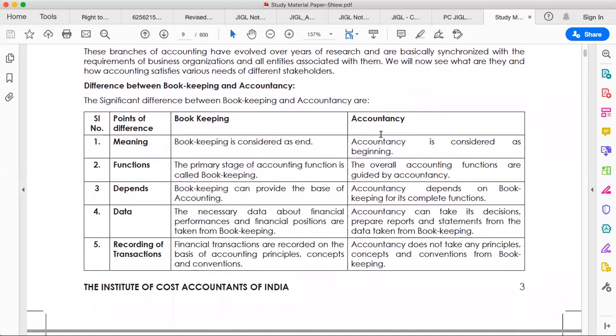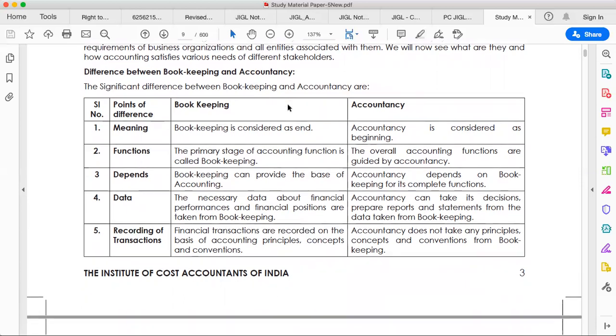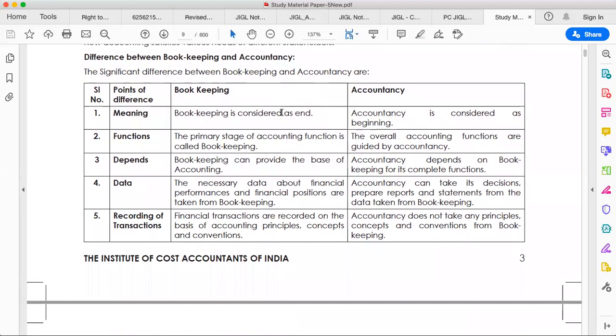Then we'll see the difference between bookkeeping and accountancy. These words are many times used interchangeably, but these are two different things. So what is bookkeeping? Bookkeeping is considered the end of a transaction. Accountancy is considered a beginning. Like from accounting, you make various statements, you make a balance sheet, but from bookkeeping, you don't make any balance sheets.